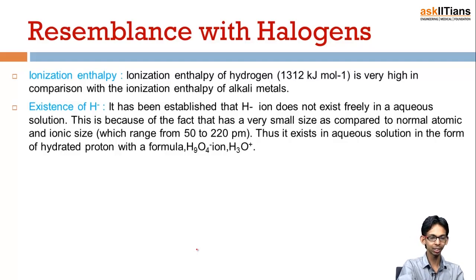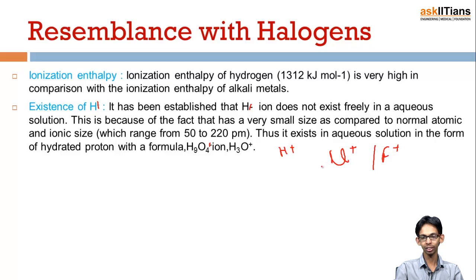Next is existence of H positive. It has been established that H positive ion does not exist in free state. Similarly, this is the situation with halogens. Cl positive or F positive does not exist in free state. They are very rare to exist, and that is why hydrogen also resembles halogens.